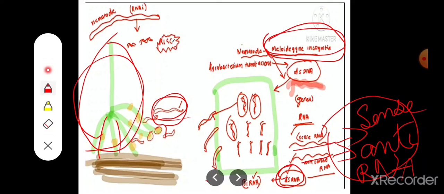siRNA, that is small interference RNA. Because it is a foreign enzyme, right? So I mean foreign gene, right? So it has been cut using the dicer enzyme into small interference RNA.